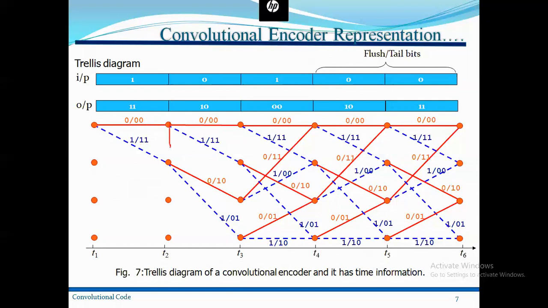So at the next time, T2, we have four possibilities. At time T3, we have eight possibilities. At T4, we have 16 possibilities. And at T5, we have 32 possibilities. But in the trellis, we represent only 16 branches emanating from the register, depending on the input of the register. The trellis diagram is helpful in decoding, and the tree diagram is also helpful in decoding a convolution encoded message.